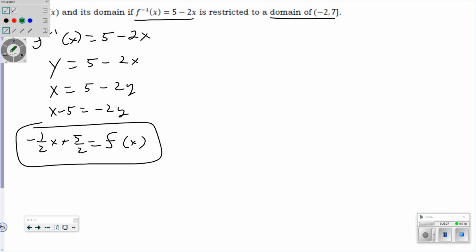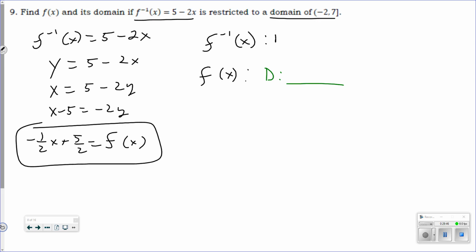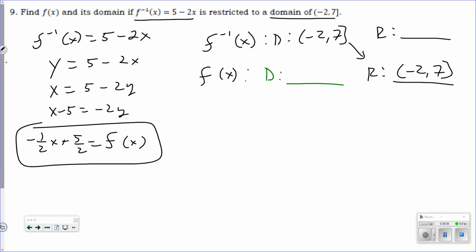Now, same thing. I'm just going to draw a table. So we have the inverse function that it gives us and f of x that we want. So what I want is the domain of f of x. That's what I want. But what I'm given is the domain of the inverse, which is [-2, 7] with a bracket. I don't know its range, and I don't know the range of the regular f of x function. But remember, these are the same thing.